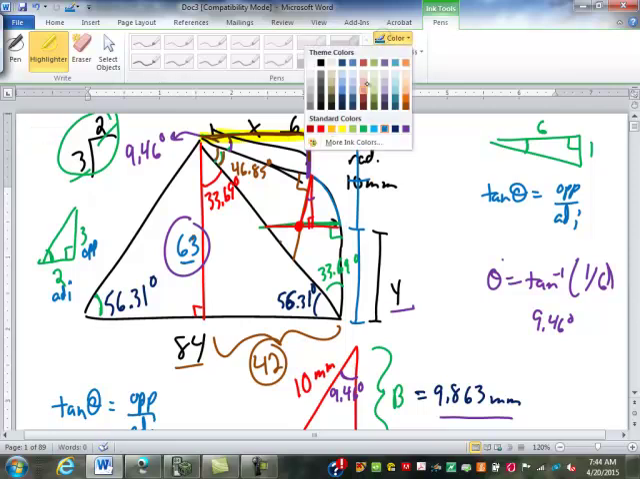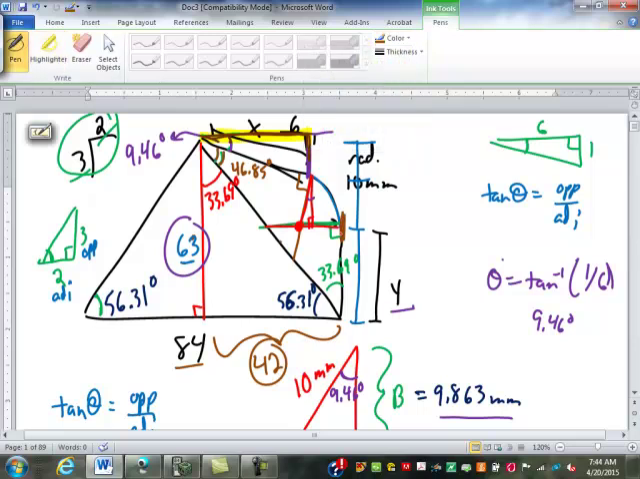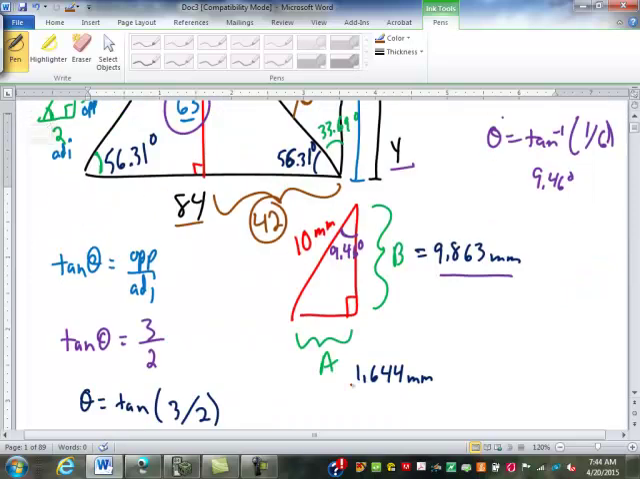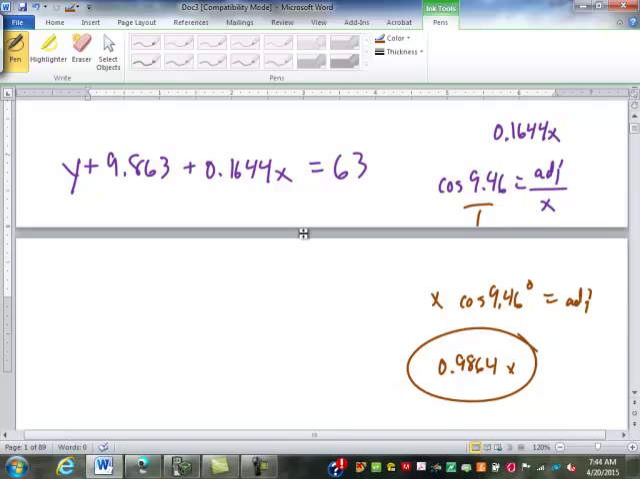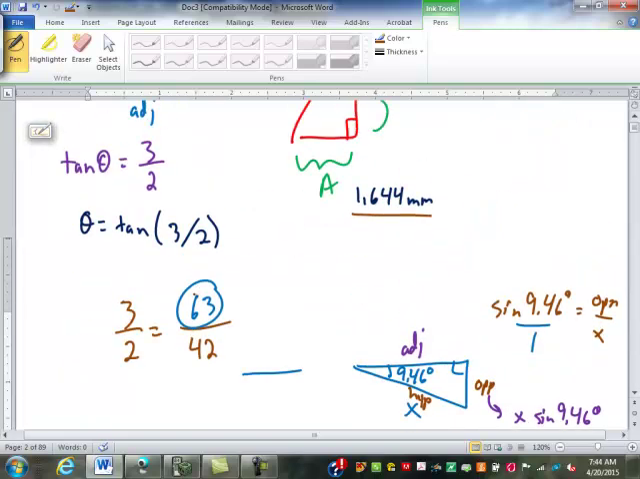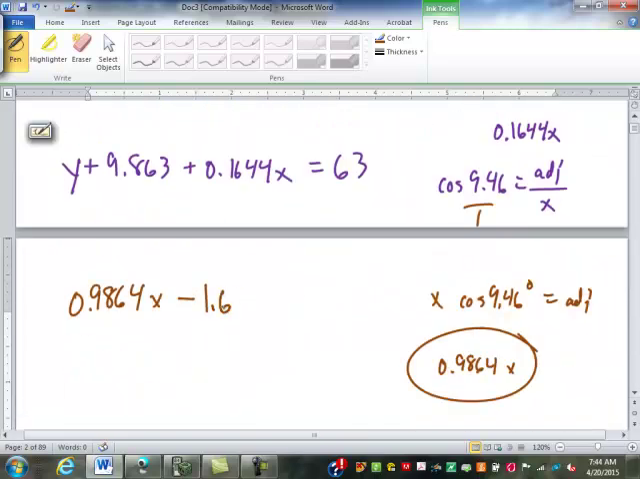Now we need to get all the way out to here. So we need this leftover piece here. How far is it from there out? 10, right? But we're overlapping by this much, which happens to be our 1.644. So the dimension x here, or this dimension of 42 here, is going to be this piece plus 10 millimeter radius minus that overlap. So we had 0.9864x minus that overlap of 1.644 plus the radius of 10, and that adds up to 42.